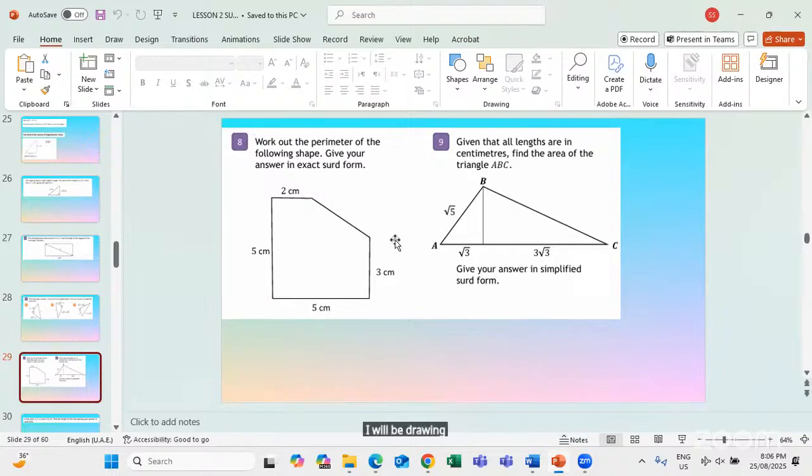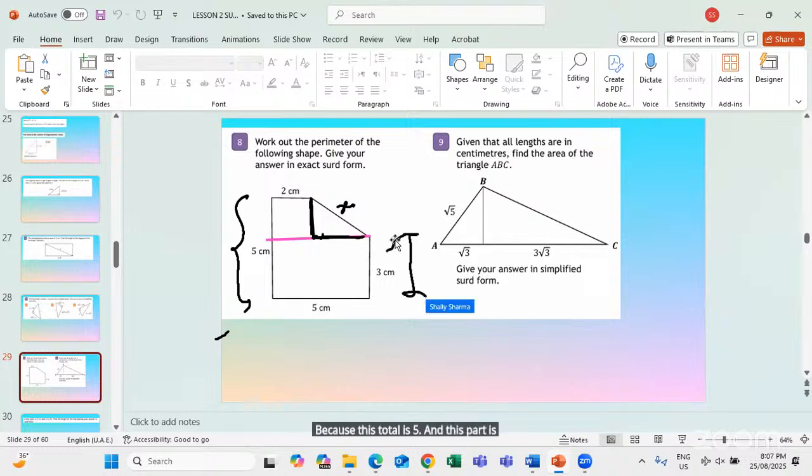I will draw one line over here. A straight line here first. And then another straight line I'm going to draw, from here, like this. Now I need to find exactly which length I need to find, this x, because in perimeter I need to know this. So for that I need to know this length and this length. That we can easily find out because this total is 5 and this part is 3. So obviously this will be 2. Same with this part, which is 5 total. This part is 2, so this will be 3.